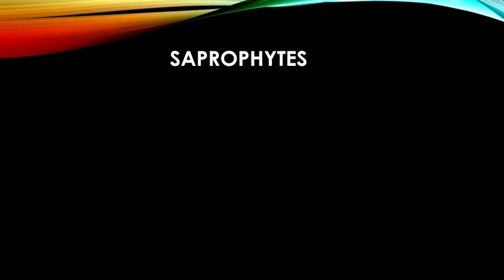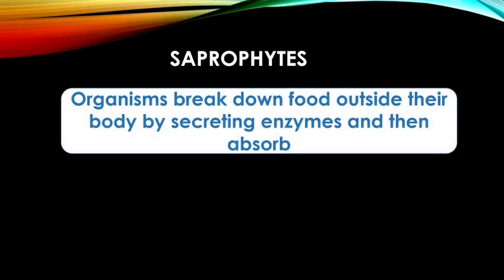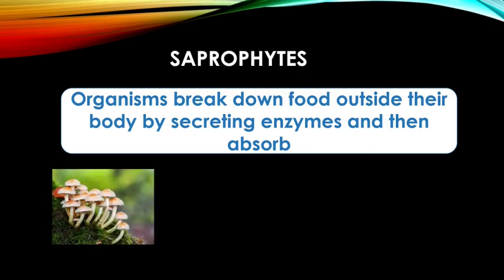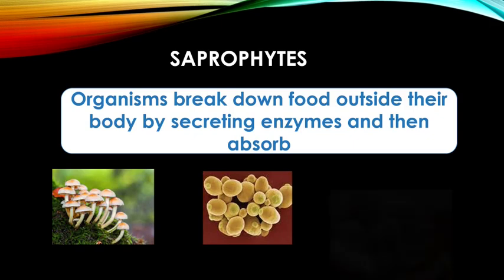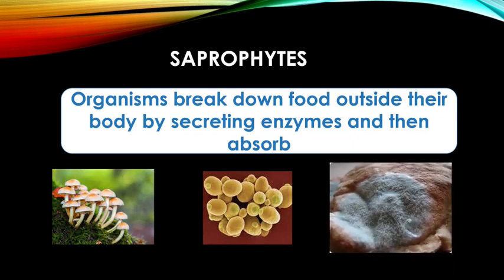Now let us discuss the third type of heterotrophism, that is saprophytes. Who are saprophytes? The organisms which break down food outside the body by secreting enzymes and then absorb the digested food, the nutrients, are called saprophytes. Examples: different types of mushrooms, fungi, unicellular fungus like yeast, or molds like Rhizopus and Mucor.